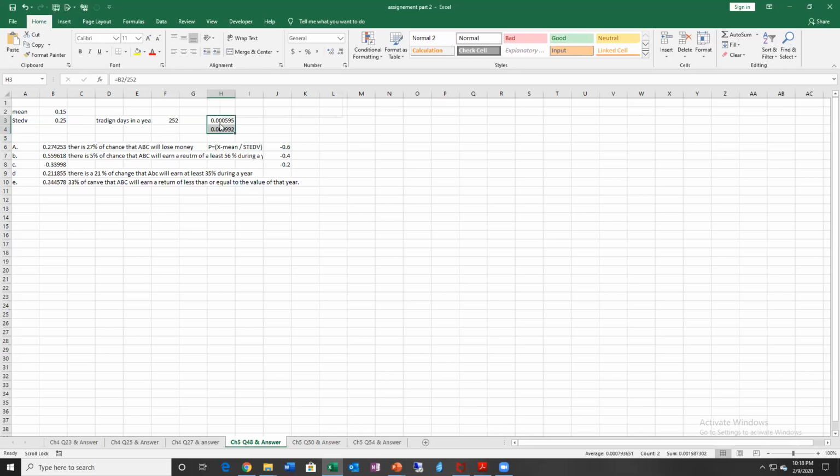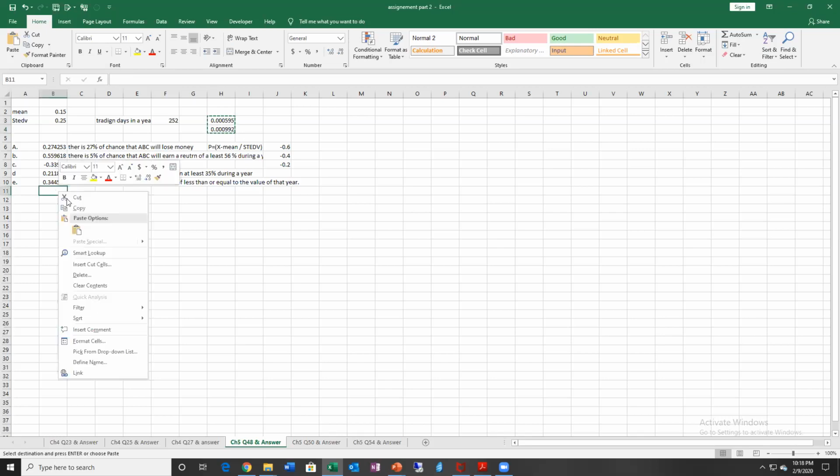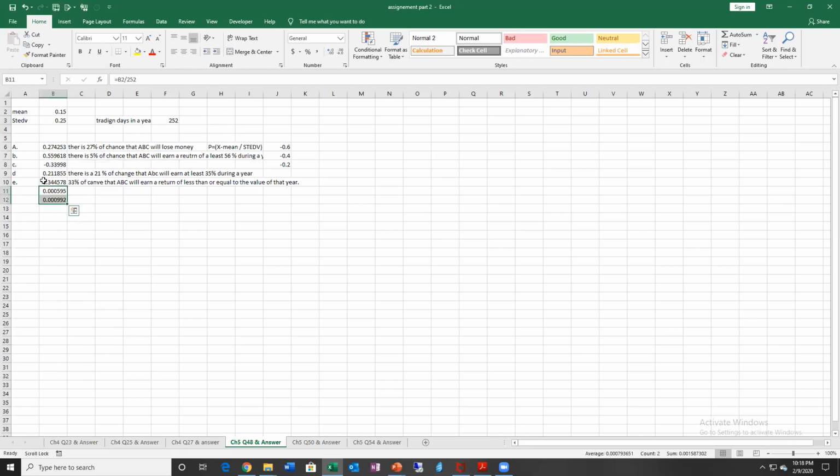Okay. And one more question is the part C. I feel like I did something wrong. What is part C? I don't know what I did. Part C is: there is a 10% chance that ABC will earn a return of less than or equal to what value during a year. Okay. So they've given you the probability, correct? 10%. So this is what I did. This is my formula.